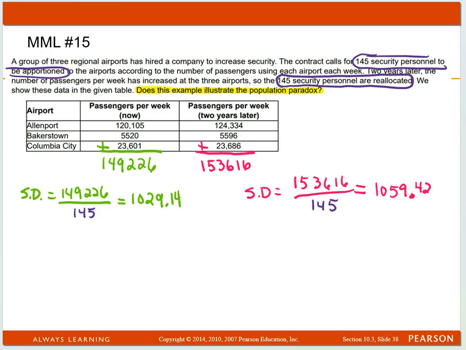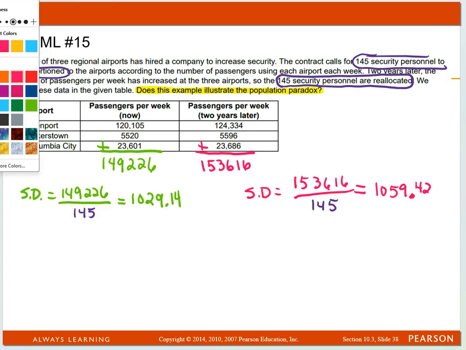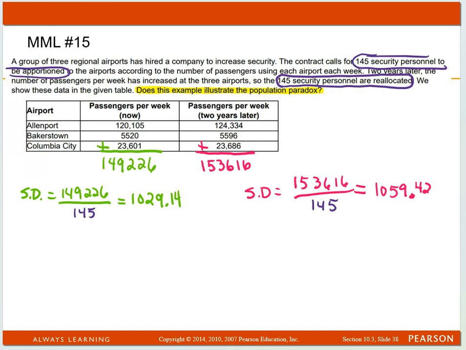2 years later, the number of passengers per week has increased at the 3 airports, so the 145 security personnel are reallocated. We show these data in a given table, and they want to know, does this example illustrate the population paradox? So, the original information: you've got Allentown, Bakerstown, and Columbia City. So we've got A and B and C.